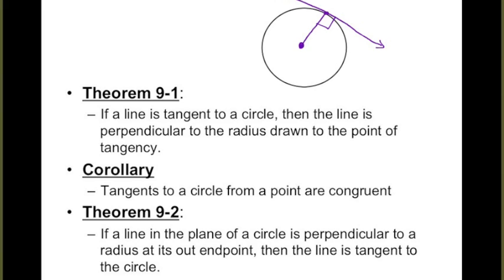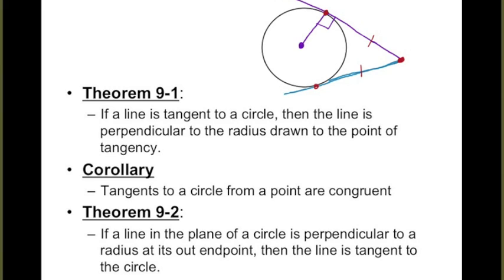The corollary says tangents to a circle from a point are congruent. I'm going to extend my tangent out a little bit further here, and I'm going to draw in another tangent from that same point. So from that point outside, I'm going to draw in and make another tangent. What this corollary says is if I take the measurement from the point of tangency to this point of intersection, those two lengths should be equal. What two lengths? The lengths for each of the tangents from their point of tangency to their point of intersection.